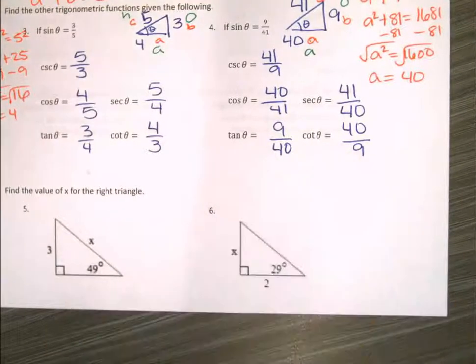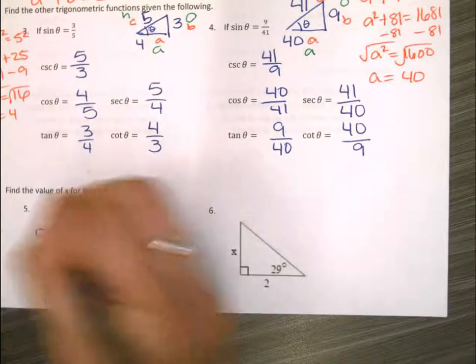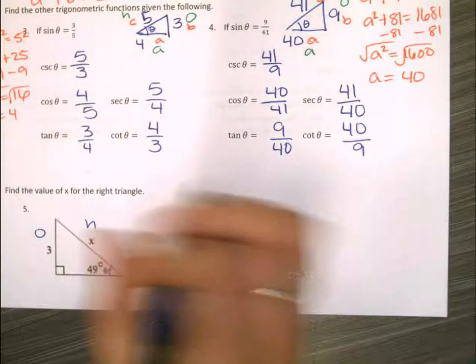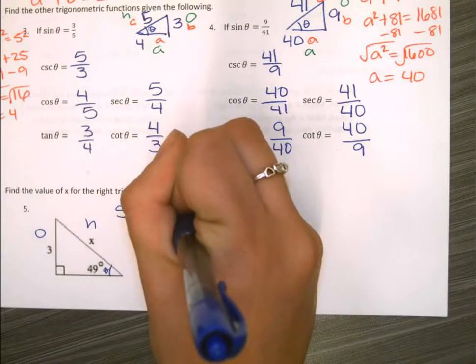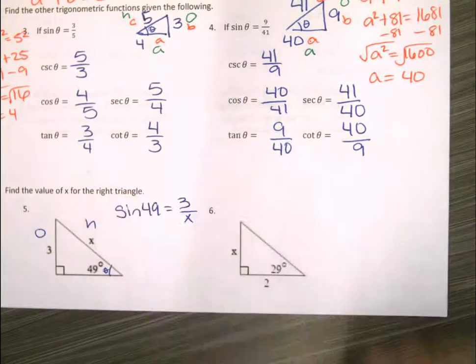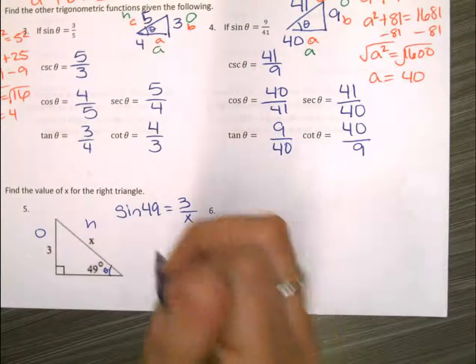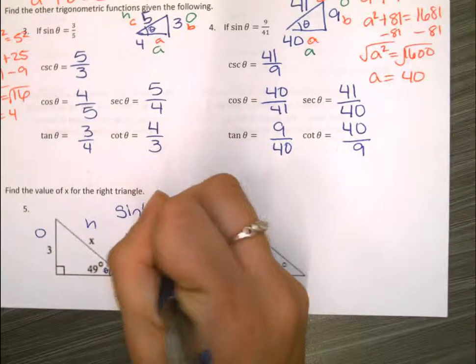Moving on to the ones on the bottom, it wants me to find the x value of the triangle. I have my theta, the angle that's given to me. I have my opposite, and I'm searching for my hypotenuse. Opposite and hypotenuse is sine, so I'm going to do sine of 49 equals 3 over x. Because I'm looking for x, I'm going to switch sine of 49 and x. So I get x equals 3 over sine 49.